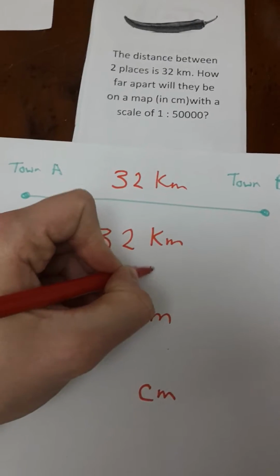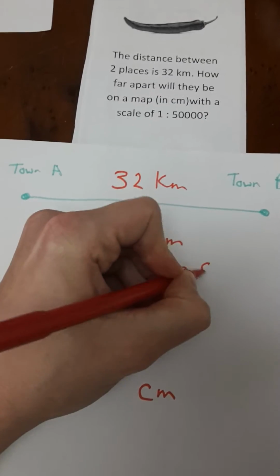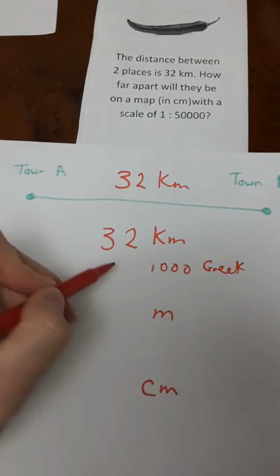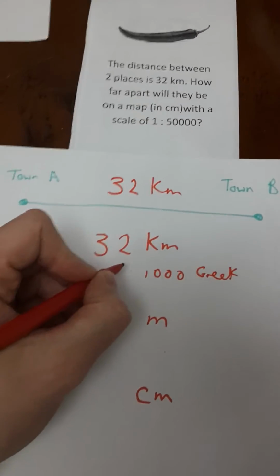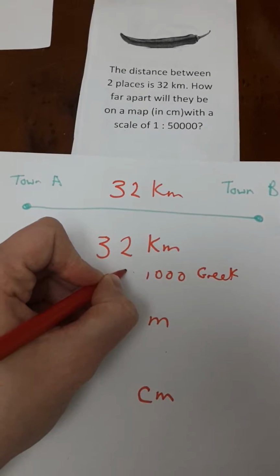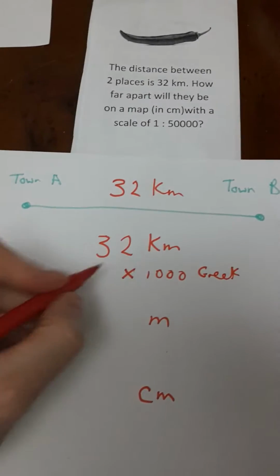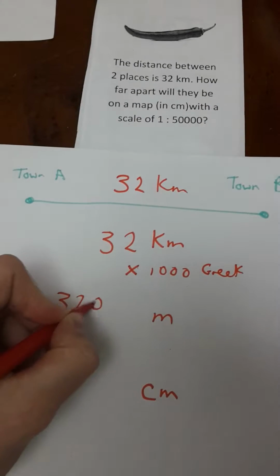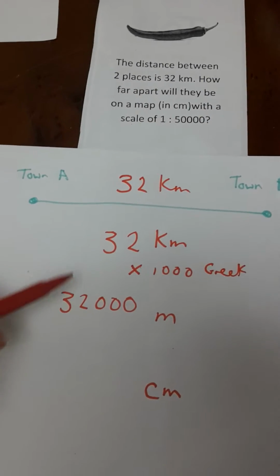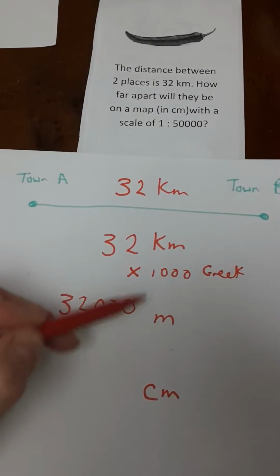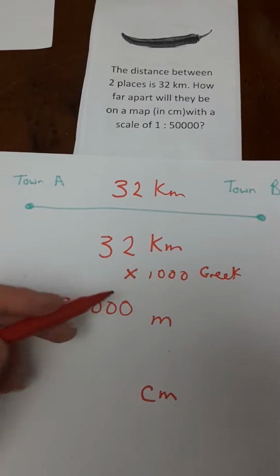So kilo means 1,000 in Greek, and because metres are smaller than kilometres, we're going to end up with a larger answer, so we have to times to create that. So we're going to do 32 times 1,000. So 32,000 metres is the same as 32 kilometres.